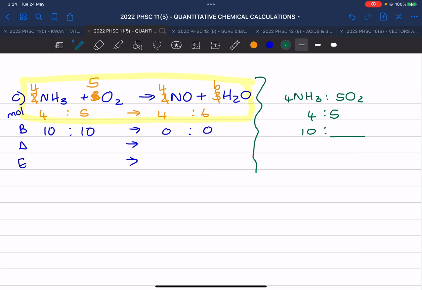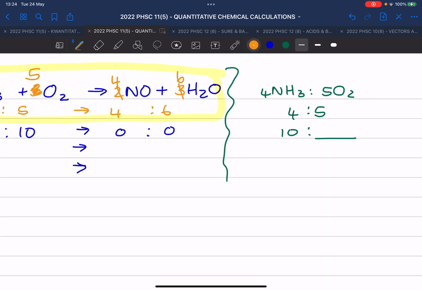Okay, I'm going to zoom in on the right-hand side a bit. So from here to here, what do you do? You divide by 4 times 5. It's 12.5.